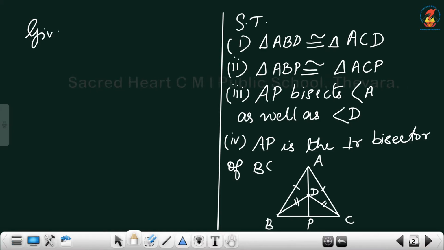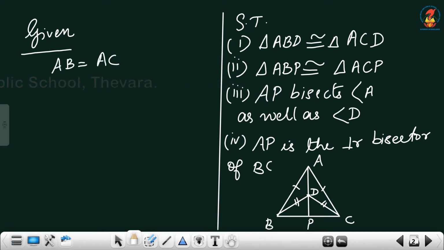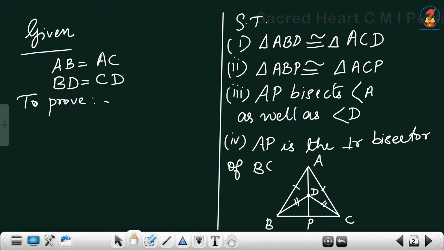Given: triangle ABC is an isosceles triangle, so AB is equal to AC. Triangle BDC is an isosceles triangle, so BD is equal to CD. What to prove? We have to prove all these four, which you have to write. So we are taking one by one.